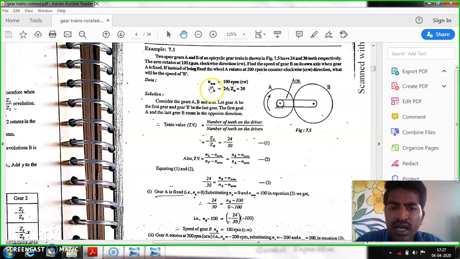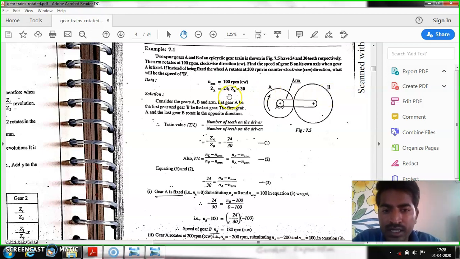Here two questions are given. One is, find the speed of gear B on its own axis when A is fixed. You need to find the speed of B when A is fixed, and when gear A is rotating at 200 rpm in the anti-clockwise direction, what will be the value of the speed of B? These are the two questions we need to answer.